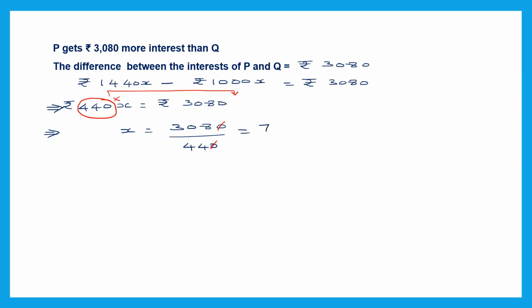X is 7, and what did we say x is? We said that x is the rate of interest. That means the rate is 7%. So we have found our answer. We have found the rate to be 7%.